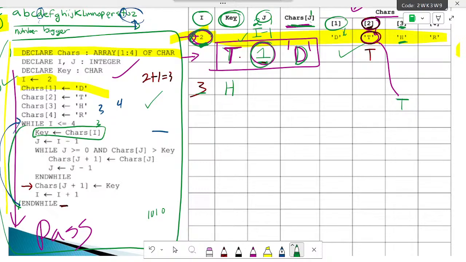Okay? Now right here, what is j equal to, Floss? J is equal to i minus 1. I minus 1 is 2. Everyone get j is 2.